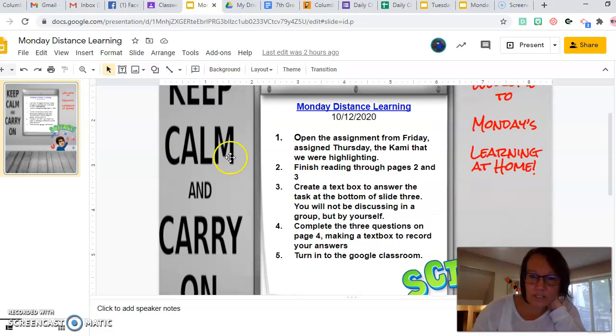It's just for directions. So today you're going to open your assignment from Friday that was assigned on Thursday. It's the Cami that we were highlighting. You're going to finish reading through pages 2 and 3, and you're going to create a text box for your answers at the bottom of slide 3. You will not be discussing anything in your group. You're going to be by yourself, and then you're going to answer the questions on page 4. So I'm going to show you what that looks like so that you have an idea of what we're doing.